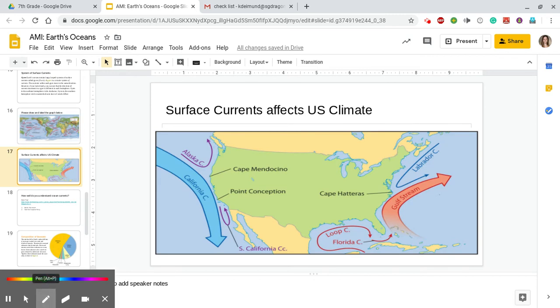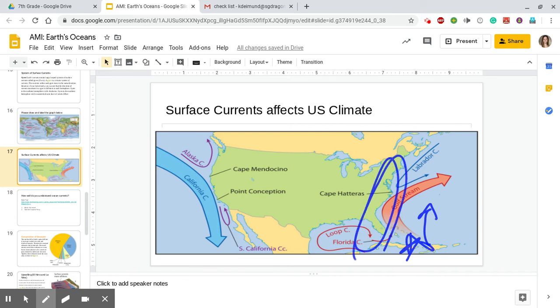okay, we have the California coast and we have the East Coast, which is what we call the Gulf Stream. Now, the Gulf Stream, if you look at the arrow, is coming from the equator going north, okay? And so, since it's coming from the equator, it's bringing warm water. Because it's bringing warm water, the air above that water is going to also get hot. And so the climate on the East Coast is warm.